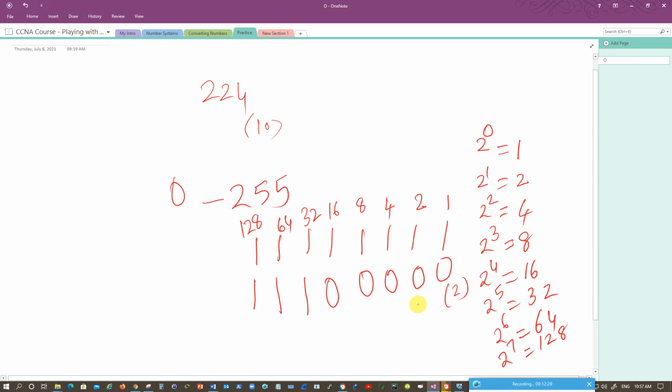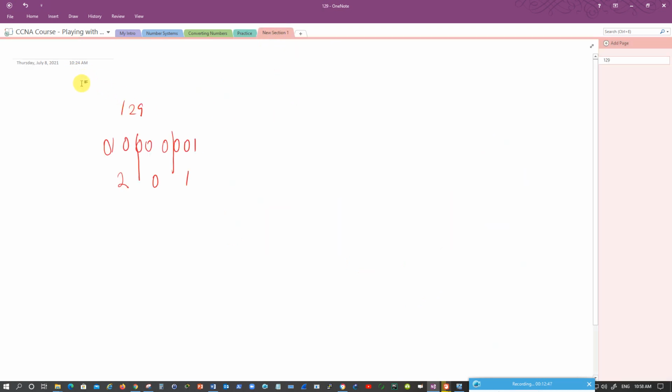From this I can go to octal, I can go to hexadecimal very easily, because converting from binary to octal or hexadecimal is very easy and very interesting. I'll show you. Let's go on the next page so that this is there with us, whatever we did. And look here, I got 3 ones and 5 zeros, right? This is the binary equivalent of 224 in decimal.